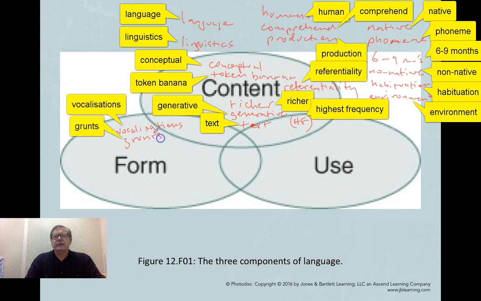So even deer and bear and elephants will grunt and use vocalizations to communicate with each other. So that form is something that we see in a lot of different species. The form of communication can be quite shared amongst species on the planet, living creatures. But again, the form of human language is much richer.